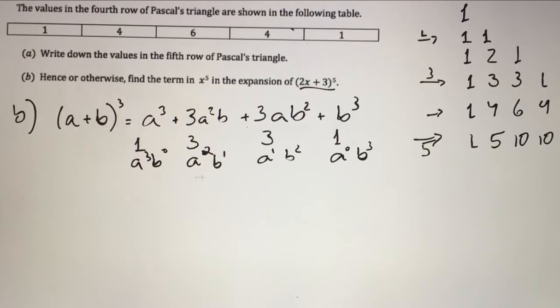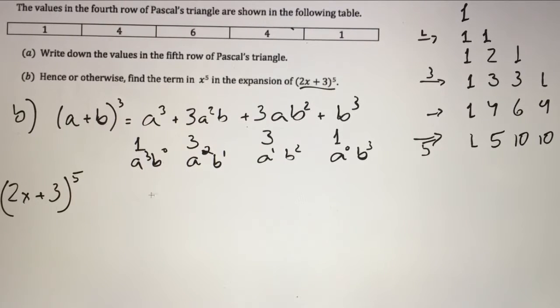So understanding this, we can see that if I had to do the whole expansion of 2x plus 3 to the power of 5, we could do the coefficients 1, 5, 10, 10, 5, and 1, and I could go 2x all the way from 5 to 0, while 3 goes all the way from 0 to 5. But he's not asking for that, right? What he wants is the term in x to the power 5.